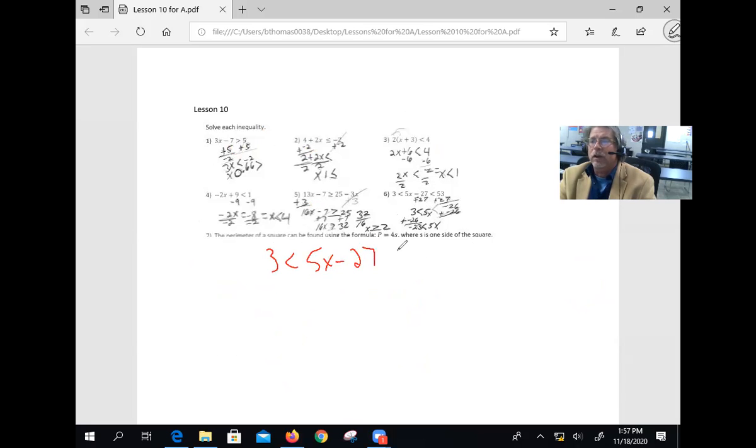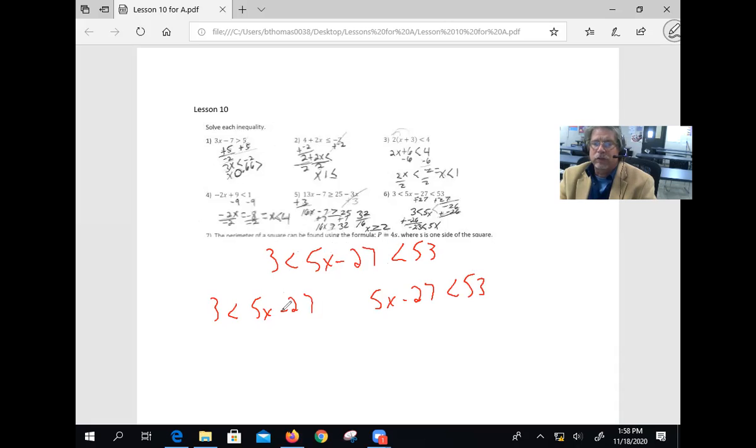This is called a compound inequality. If there's a compound inequality, what that means is you actually have two inequalities. So this here makes the first inequality. So I have 3 is less than 5x minus 27. And the other one is this over here, 5x minus 27 is less than 53. So actually we have two inequalities to solve for x. That's what's called a compound. Notice how there's this double inequality.